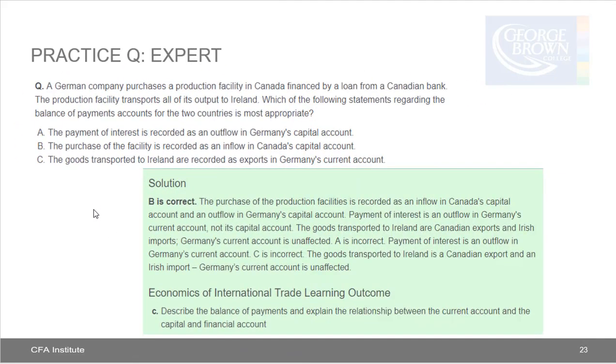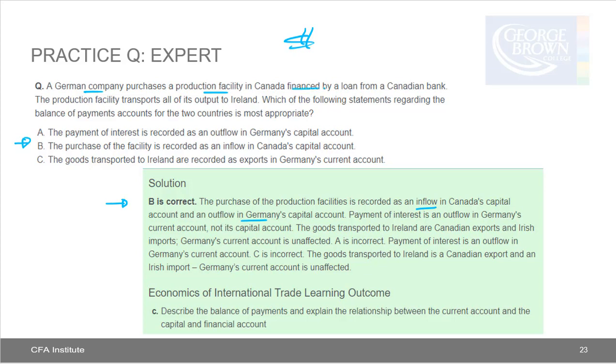Okay, this is a pretty good question because you have to pay attention to the details, and it shows the importance of reading very carefully, okay? So the correct answer is B, and I don't think it was too difficult because we're talking about a German company purchasing a production facility in Canada, and that would be recorded as an inflow into Canada's capital account and an outflow in Germany's capital account. So it's definitely capital flowing originating from Germany. It's a German company purchasing a production facility in Canada.